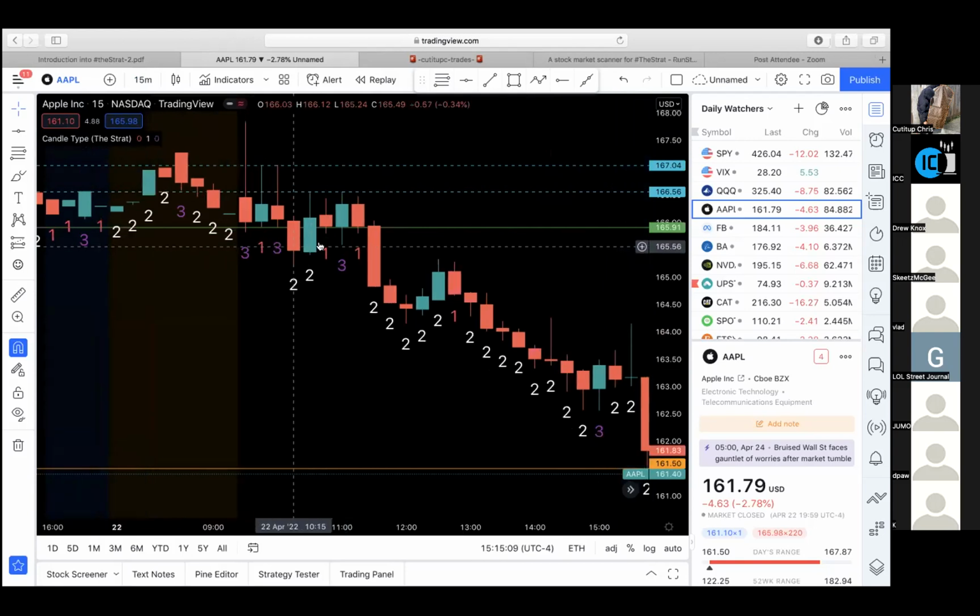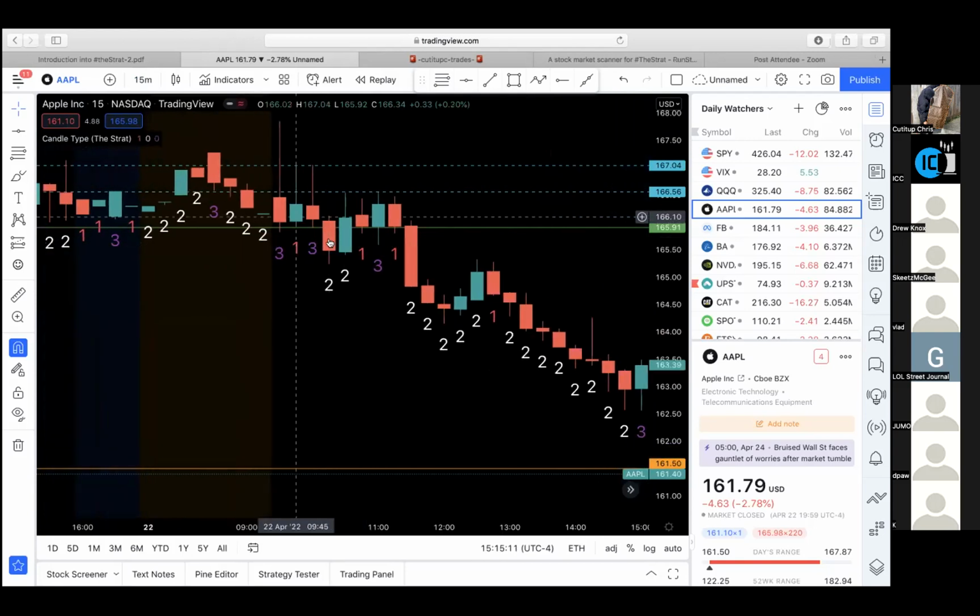10:30 right here. We had a 3-2-2 down. This was our entry right here. That next 15-minute candle went all the way up to 166, but then boom, we get an inside bar. We get another try at 166, another inside bar, and then we get a 3-1-2 down.